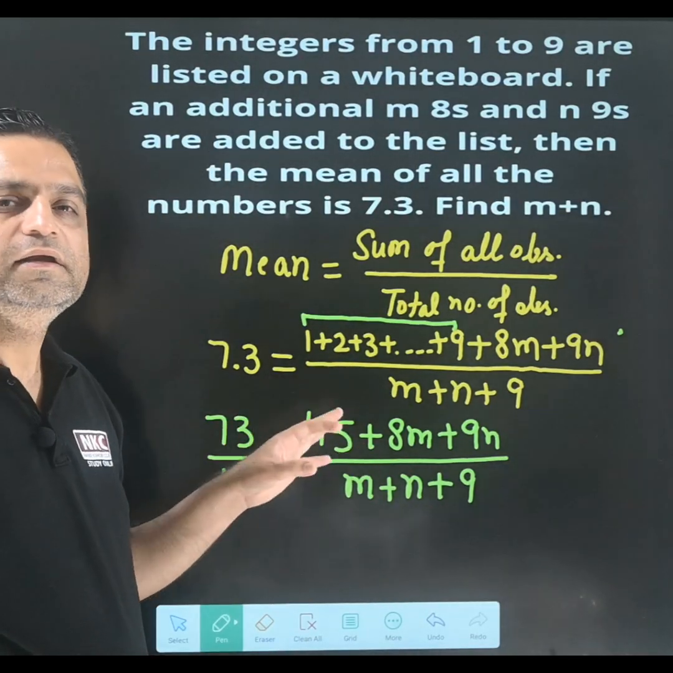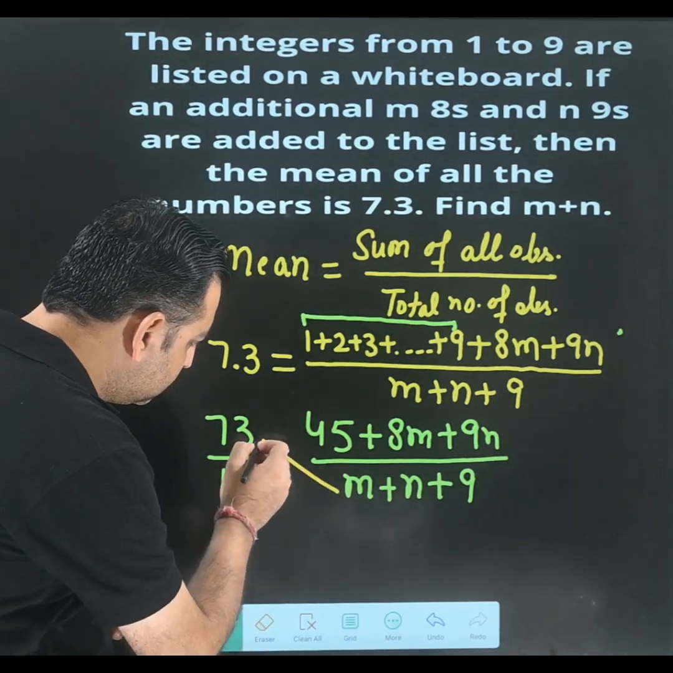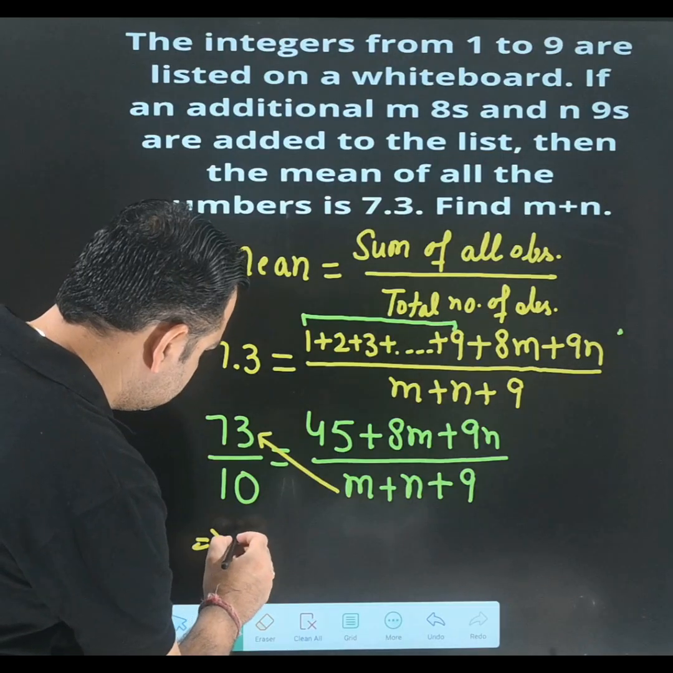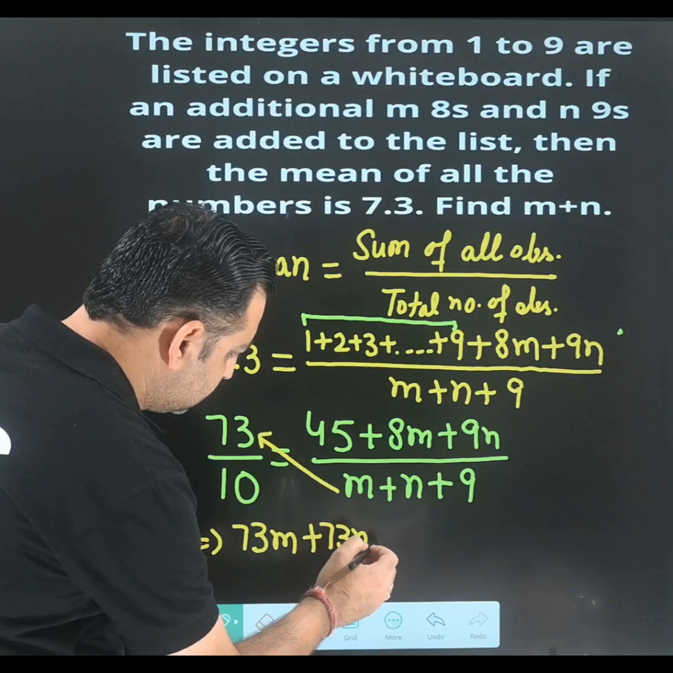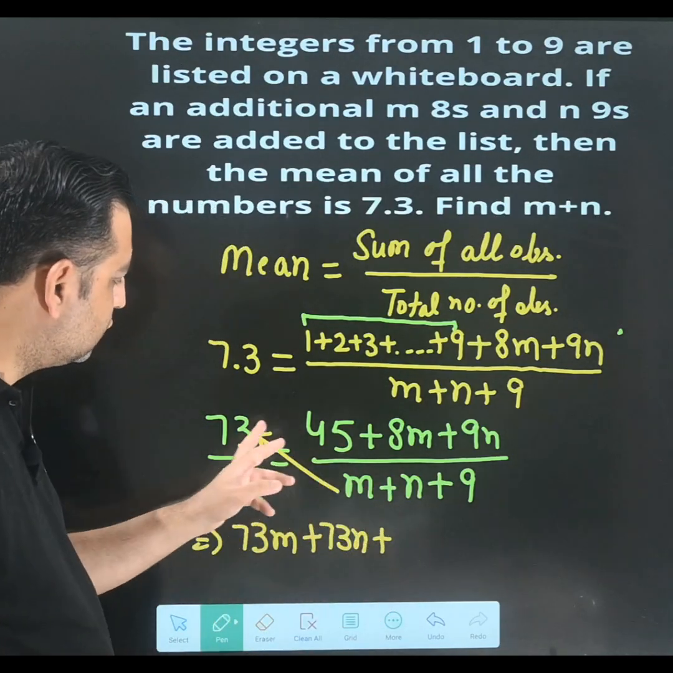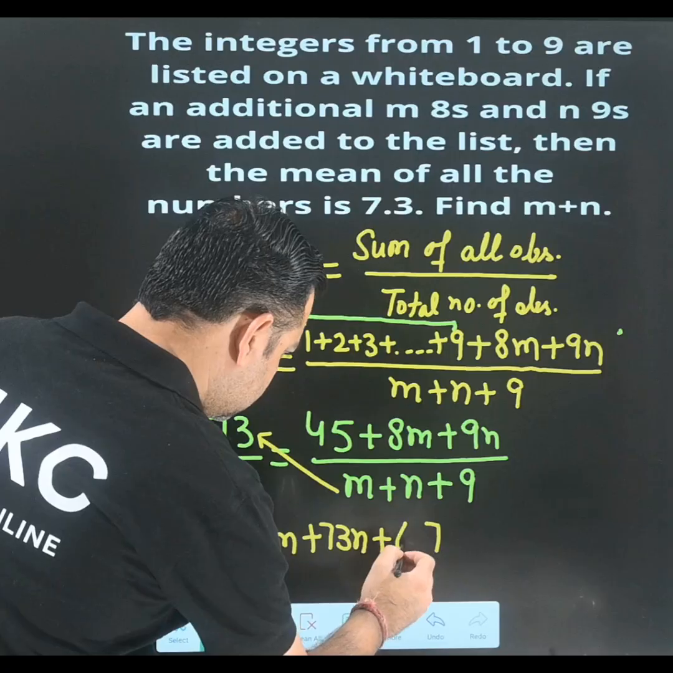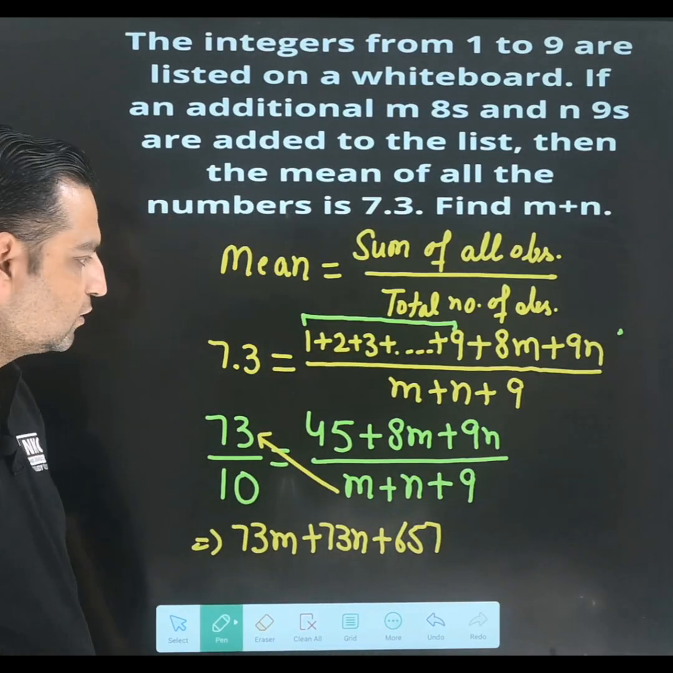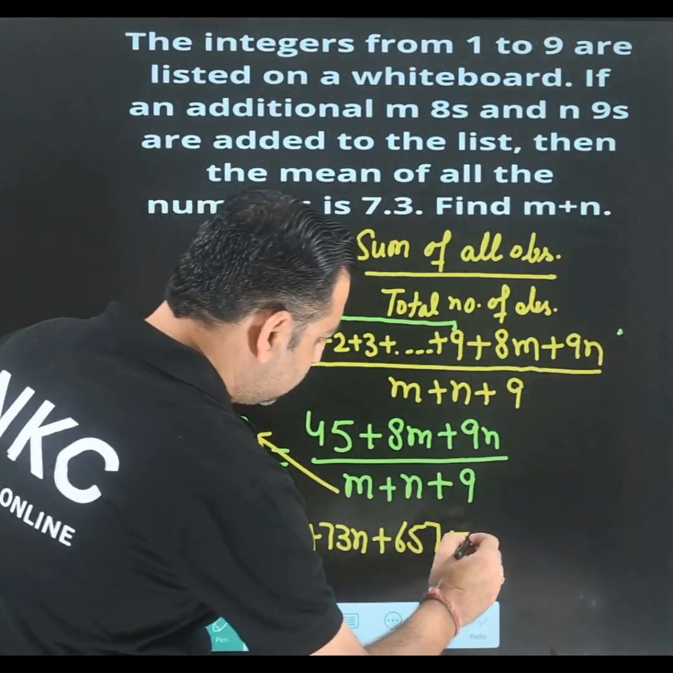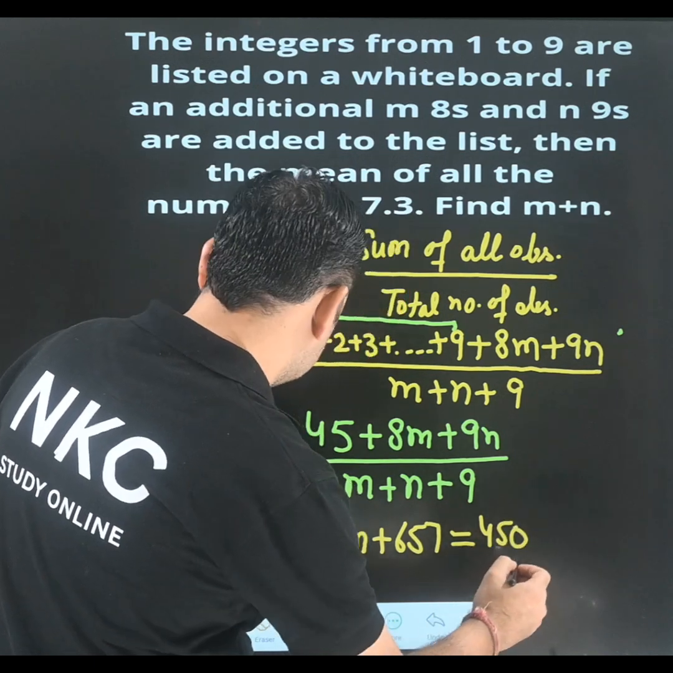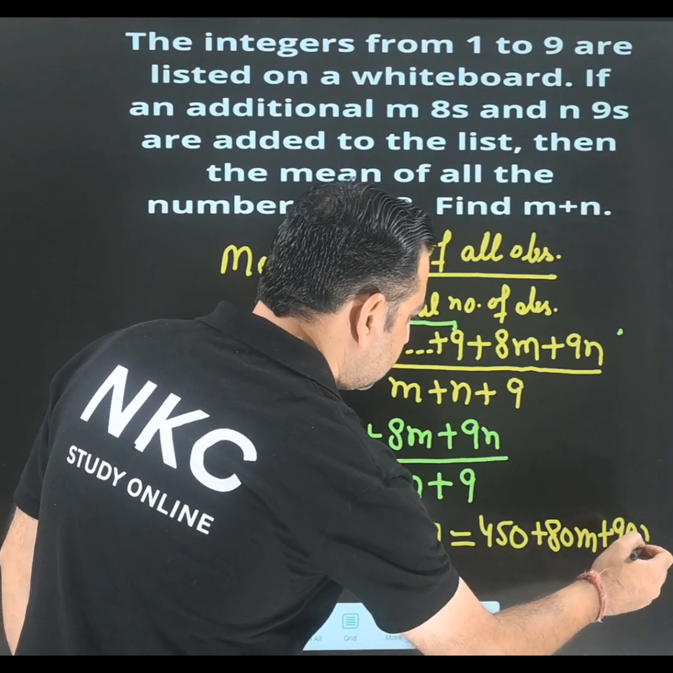Firstly, we are going to create an equation from this situation by cross multiplying. For example, I'm going to multiply it here. I'll get 73m plus 73n. Then 9 will also be multiplied with 73. We will get 9 3s are 27, and here you will get 65. So 657 is the count. Let me see what I am getting on the right side now. 10 is going to be multiplied, so it will be 450 plus 80m plus 90n.